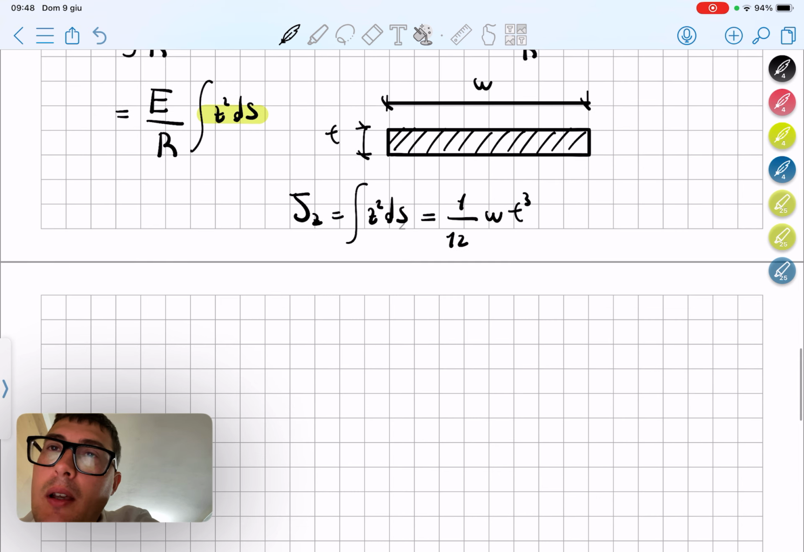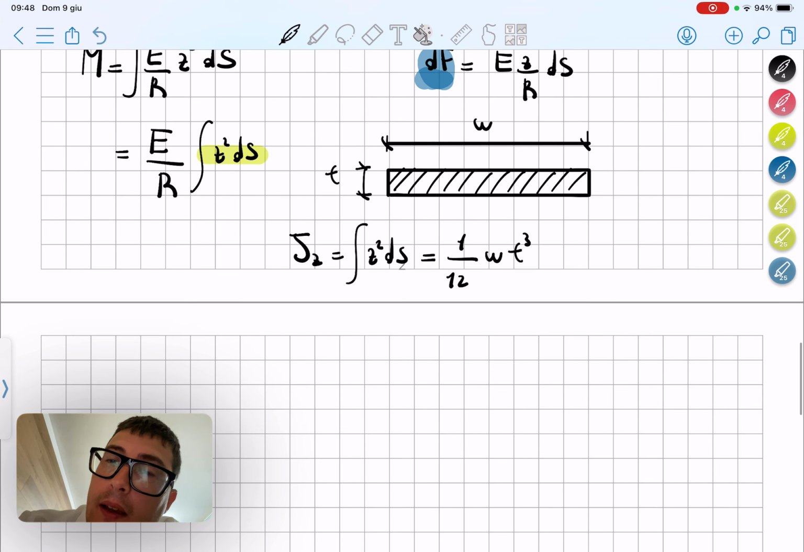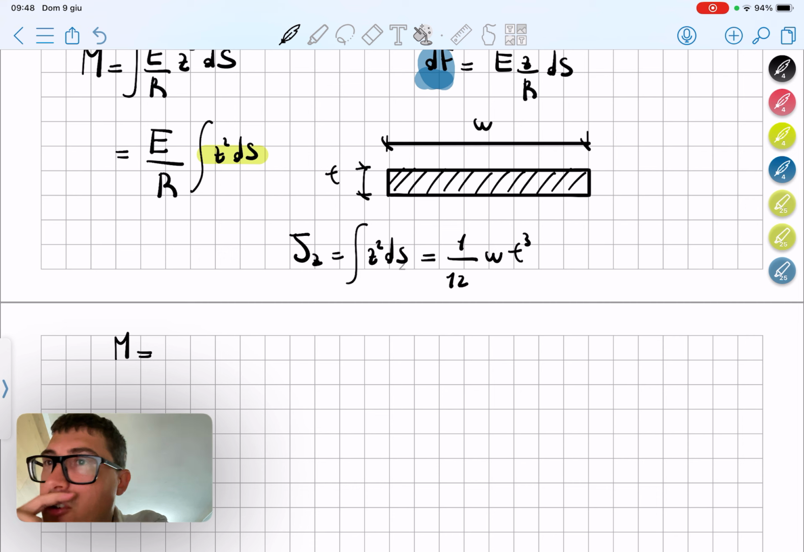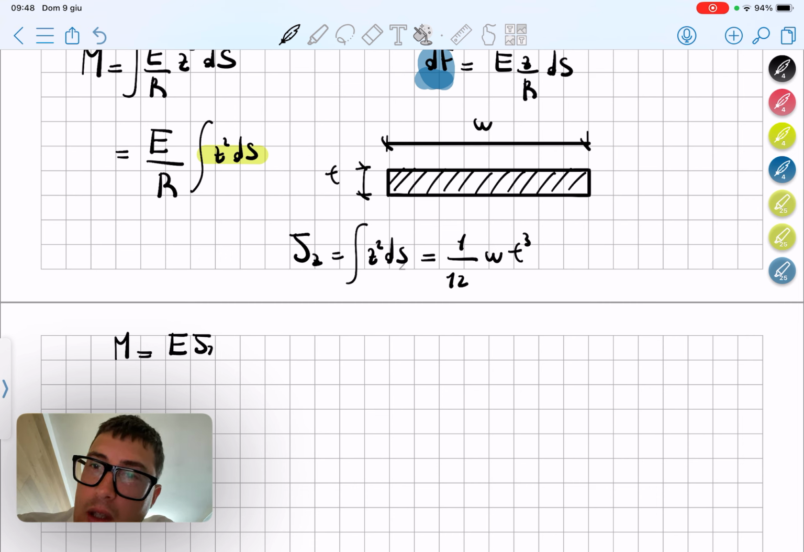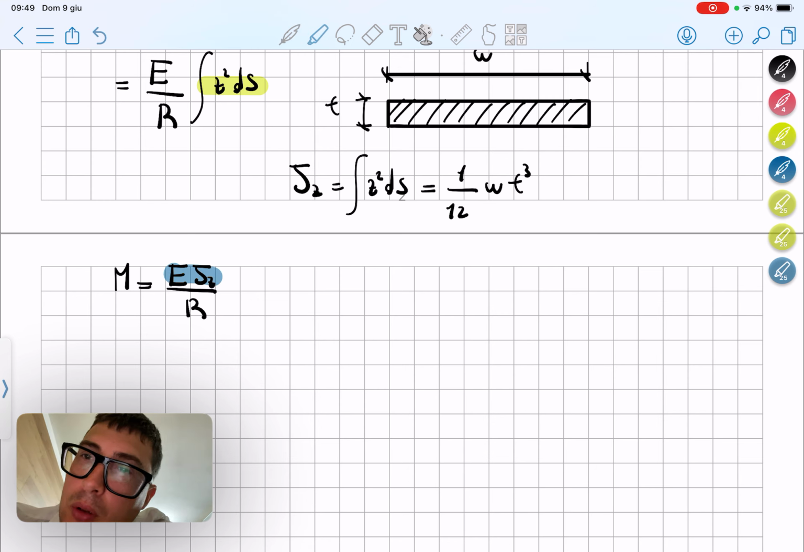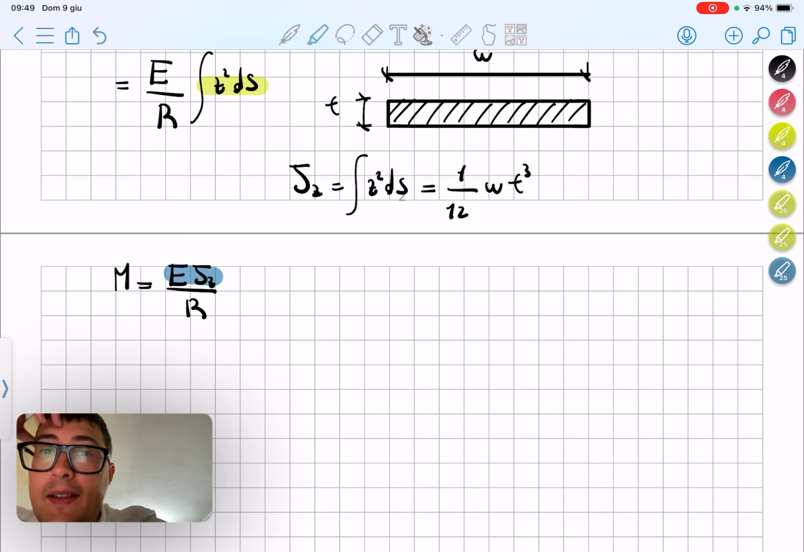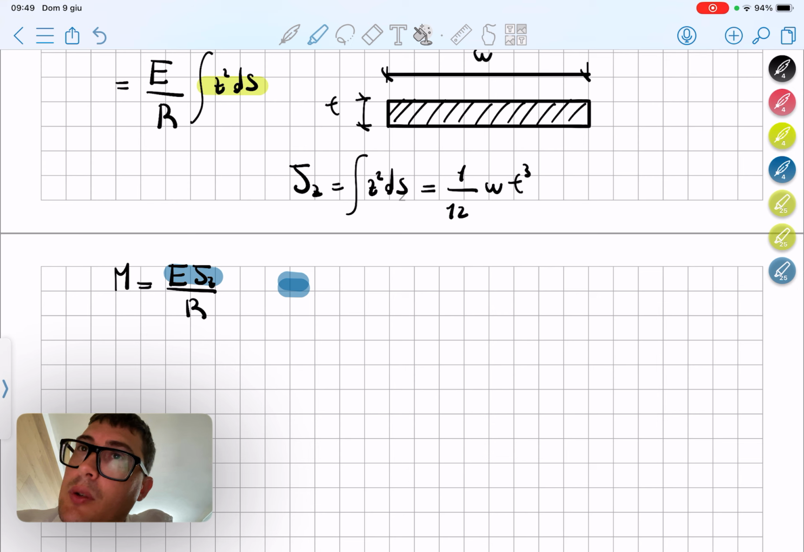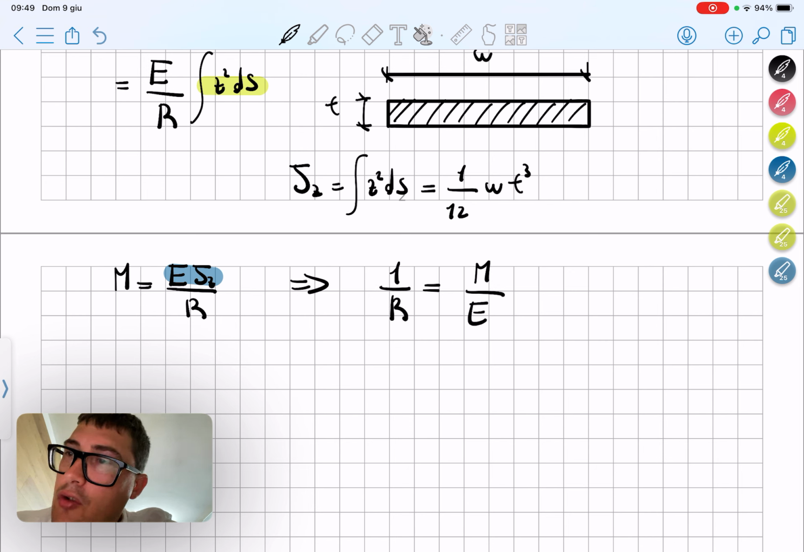Okay, so let's go on. We simplify that. We associate to that integral this inertial moment. So we have M is equal to EJz divided by R, the curvature, the radius of curvature. By the way, this product EJz is the bending stiffness, and 1 over R is the curvature. So if we reverse this equation, we obtain that 1 over R is equal to M over EJz.